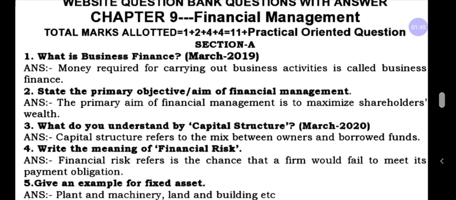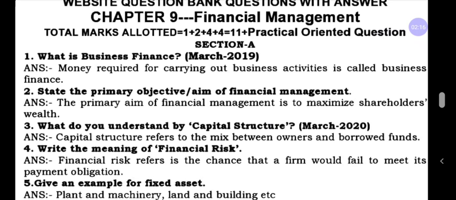Second question: state the primary objective or aim of financial management. What is the main objective of financial management? Maximize the shareholders' wealth. Those who have invested money in a business want to increase their profit, or they want to get the best return. In simple terms, the main objective of financial management is to maximize the shareholders' wealth.